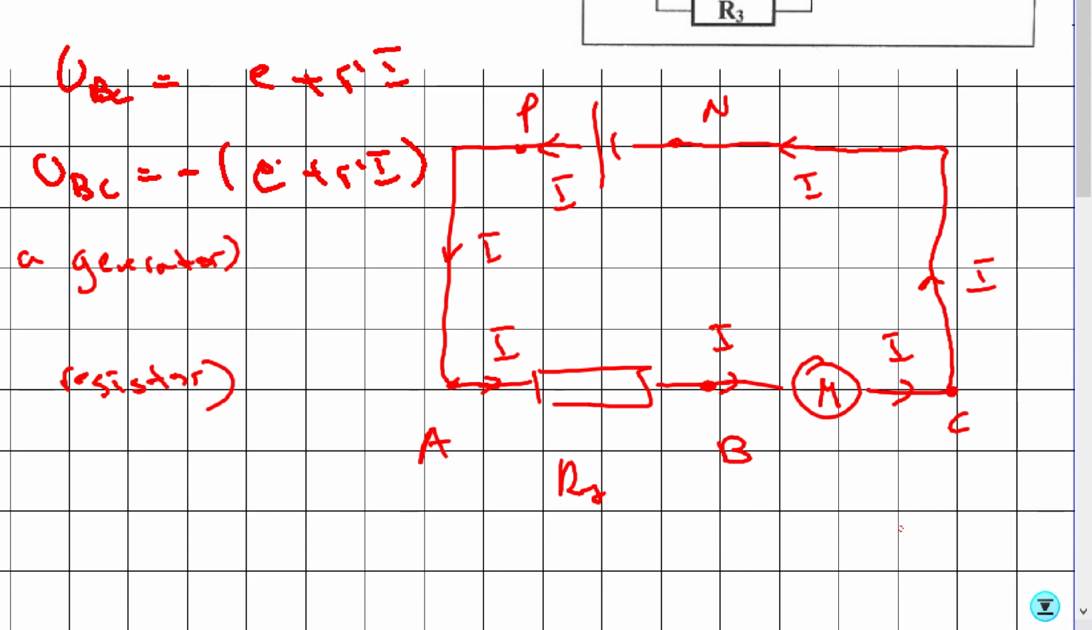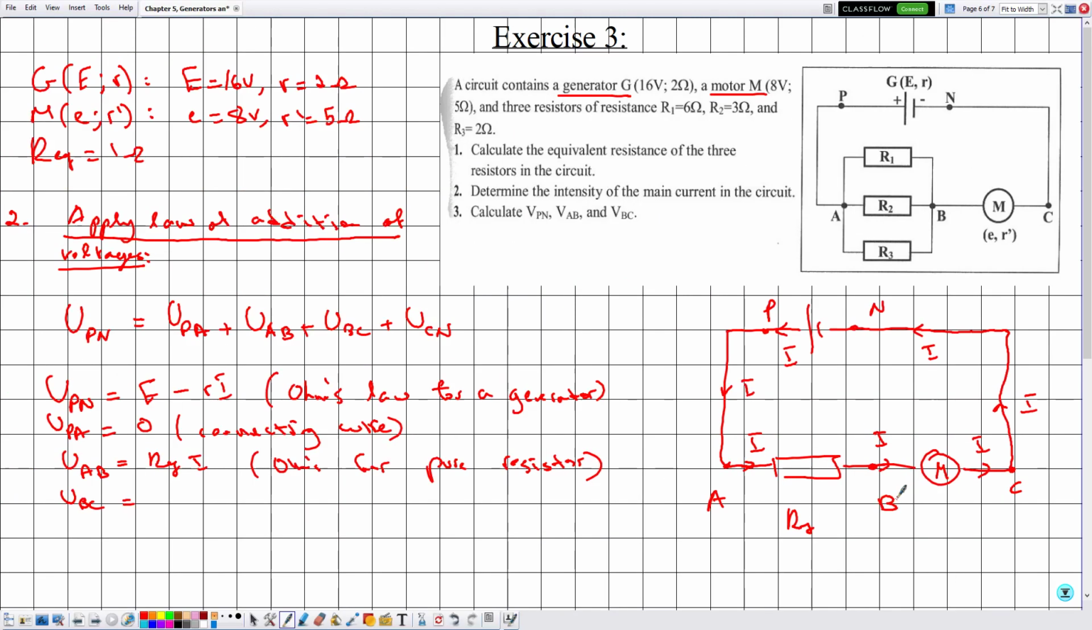So I repeat, when do we choose the positive one? If we are moving in the direction of the current, because this is a receiver, we'll choose this one. However, if we are considering the voltage UCB and this is a receiver and we are moving in the direction opposite to the current, then it would be the minus sign. Okay, so this is exactly opposite to the generator. So let me repeat.